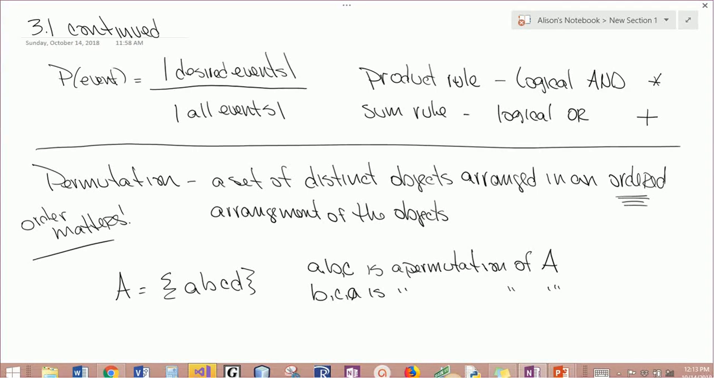But it is a different permutation of A because order matters. A, B, and C as a password or a license plate would not be the same thing as B, C, A as a license plate or a password. So I could see that if I just took the letters A and B, this would be a 2-permutation of the set A.